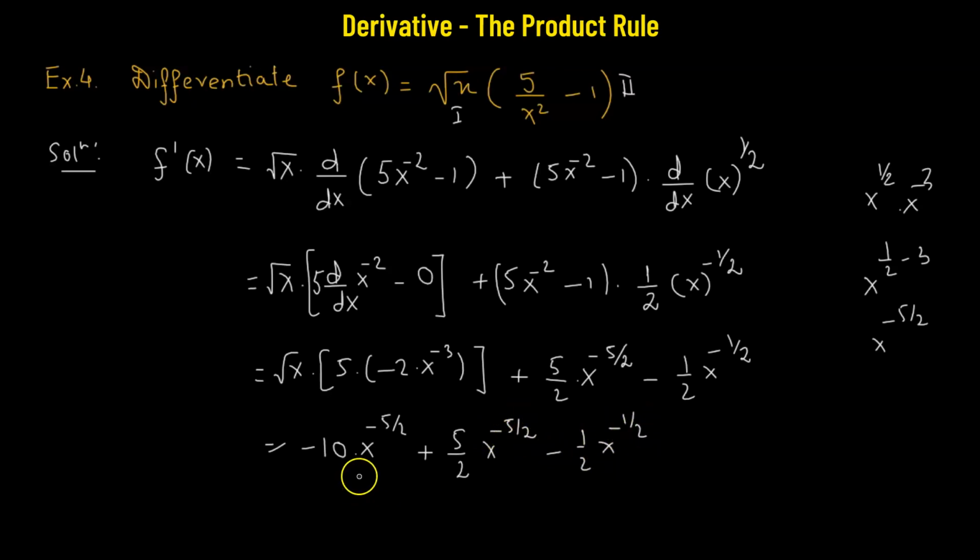So we can combine the first term and the second term, and this should give us negative 15 over 2 times x raised to the power of negative 5 over 2 minus half times x raised to the power of negative half. So this is the final answer, which is the derivative of the function f of x. Let's move on to the final problem.